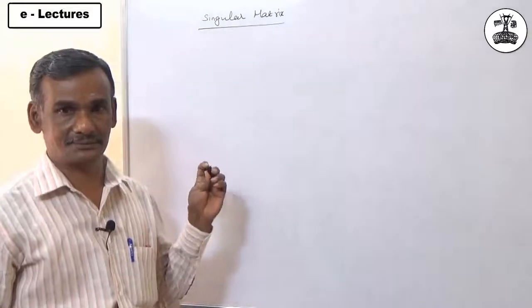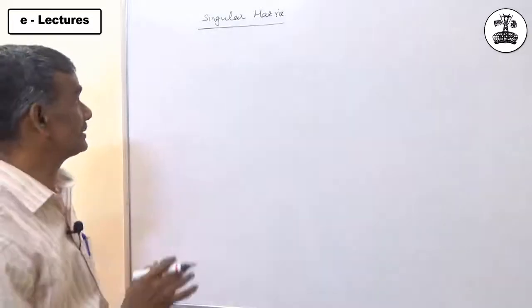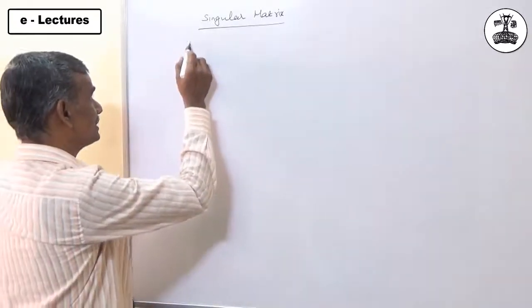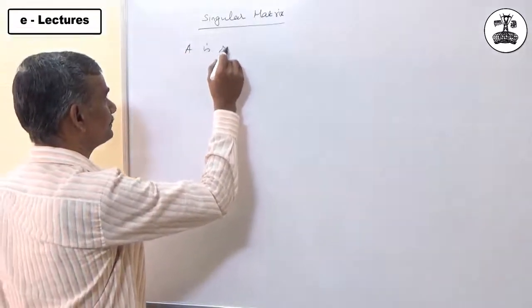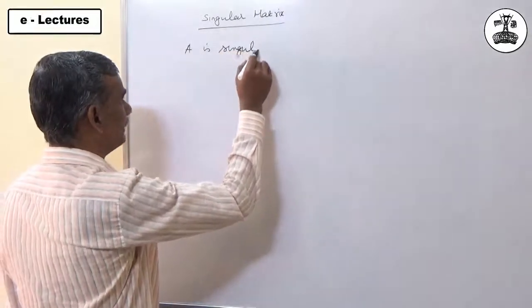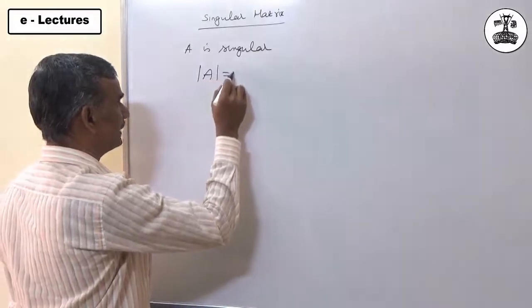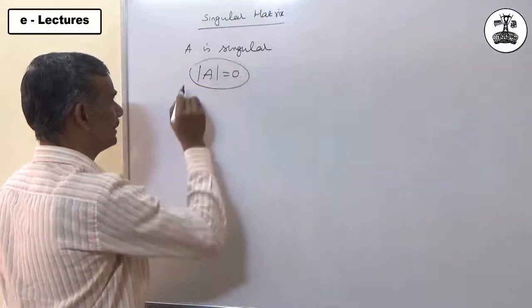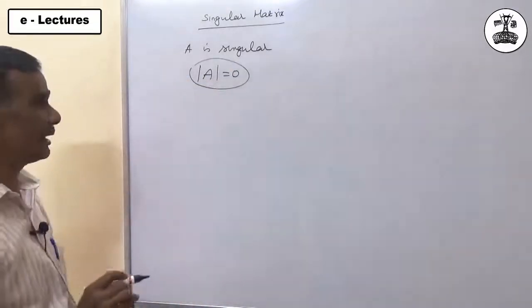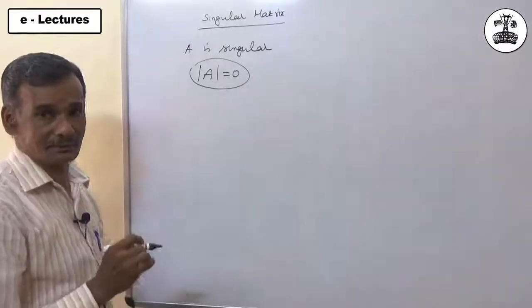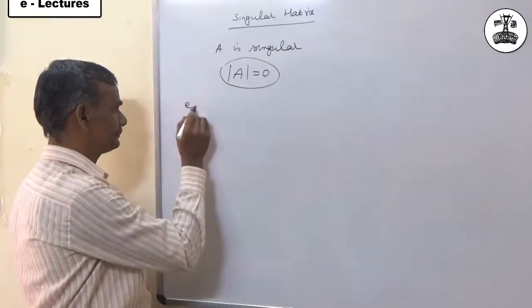Singular matrix. A matrix capital A is said to be singular if determinant A equal to 0. If the determinant value is 0, A is said to be singular. Otherwise it is non-singular.